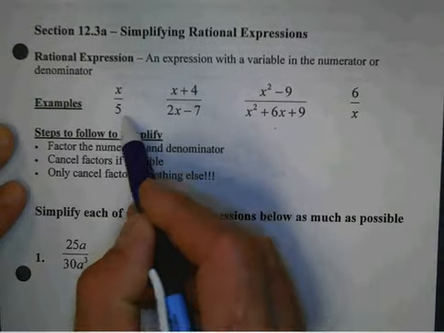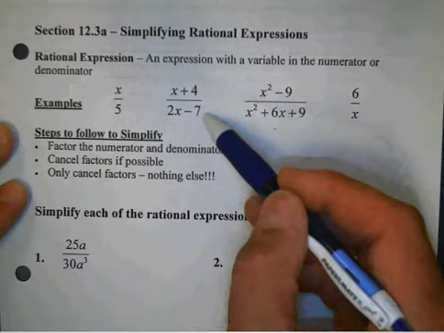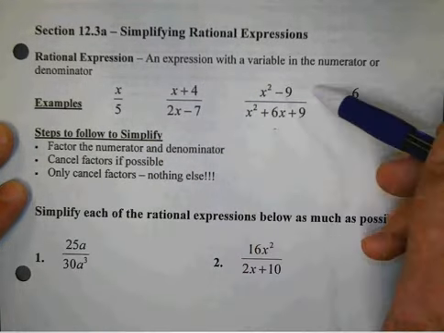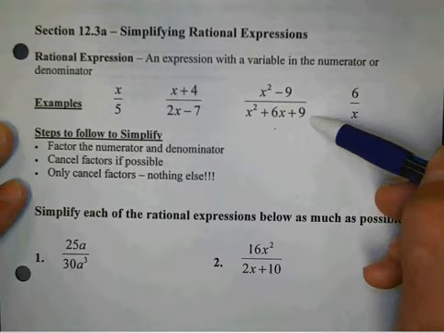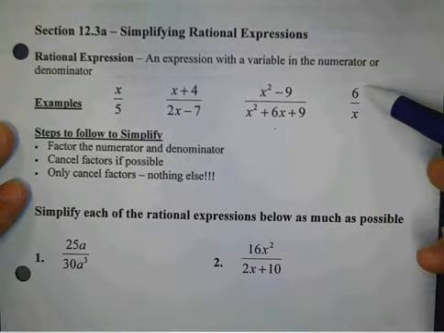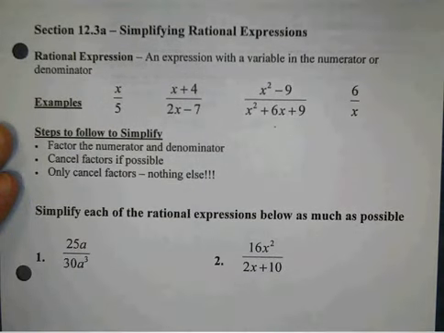It could be just a normal little fraction like we've had before. It could be a binomial over a binomial. It could be a binomial difference of two squares over a trinomial. Or it could be just something like 6 over x. All of those are just different rational expressions.